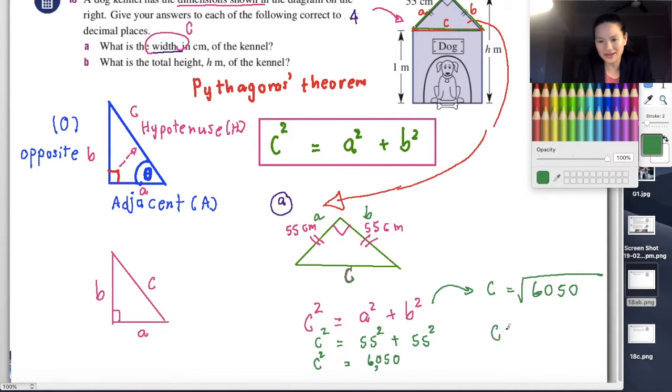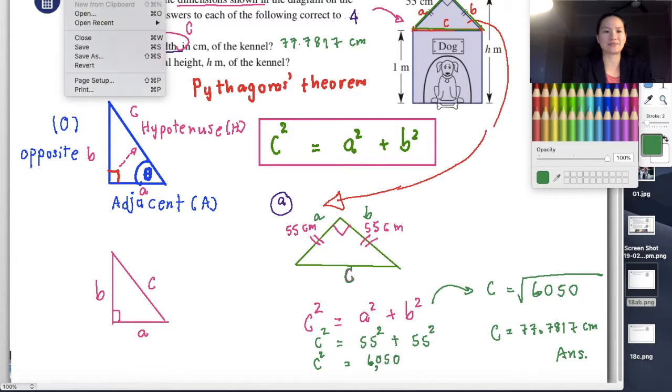So you get C equals 77.781. Give it 4 decimals, 7 centimeters, and this one is your answer. So the width of the kennel is 77.7817 centimeters. Right, it does seem good. Okay, we did A together. Let me save it very quick.